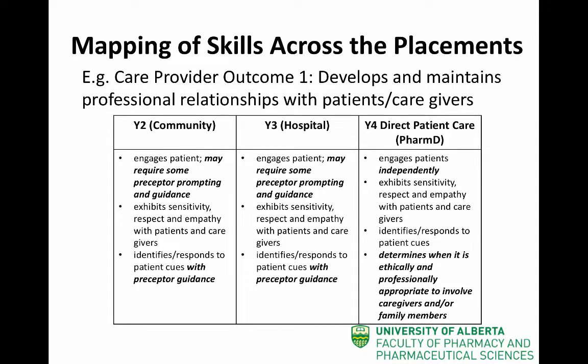So here's what a mapping of skills across placements looks like for the outcome: develops and maintains professional relationships with patients and caregivers. In year 2, community, engages patients says that it may require preceptor prompting and guidance. Moving into the 4th year of the program, we see that engages patients now has the word independently beside it. So an acceptable level of performance in year 4 requires independence in engaging patients. Similarly, there's an additional behavior added. The last bullet in the final column shows determines when it is ethically and professionally appropriate to involve caregivers and family members. This was not a skill associated with an acceptable level of performance in year 2 or year 3. So you can see the outcome has stayed the same, but the lists of behaviors are modified slightly to indicate a shift towards more independence and in some cases more skill and more ability.